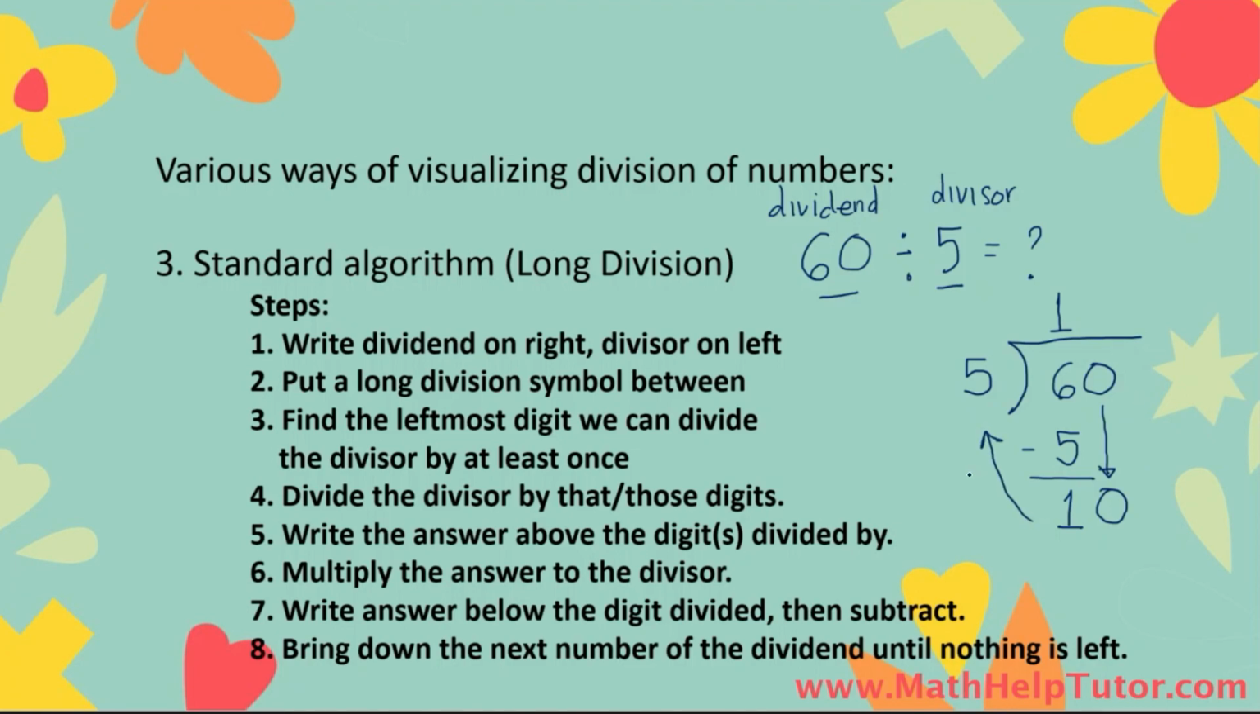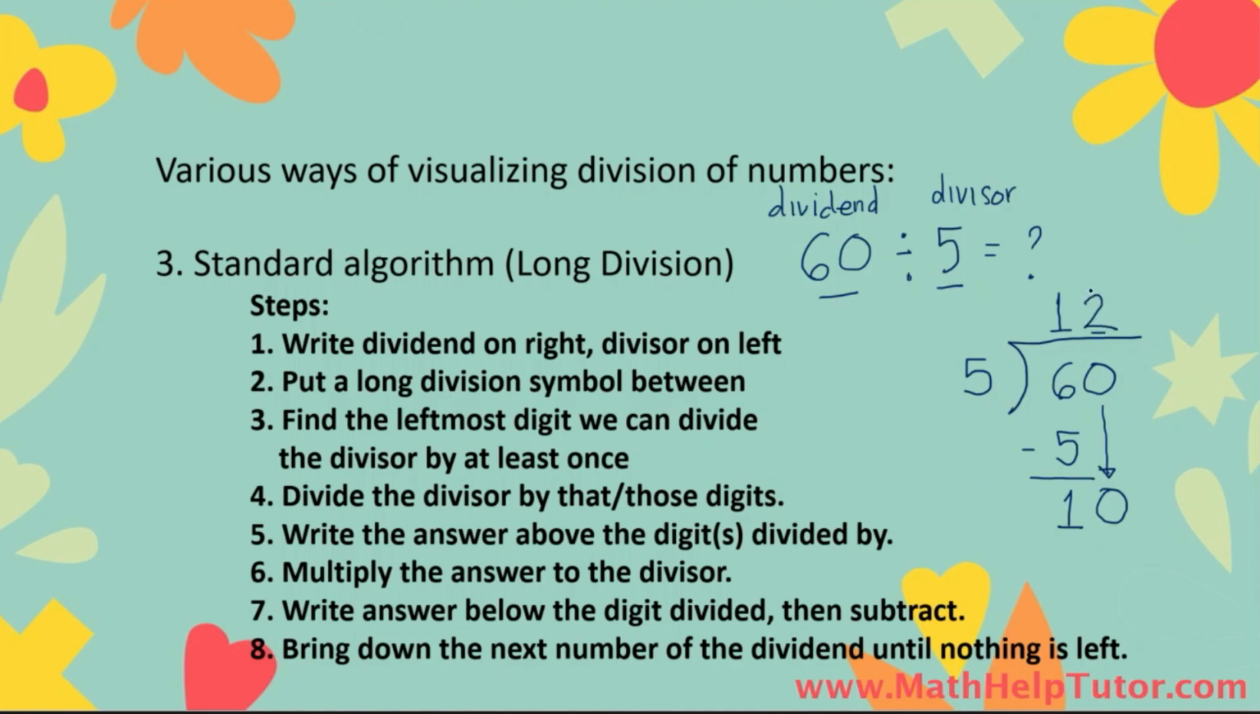So we divide 10 by 5, or in other words, we ask how many 5s are in a 10, and we put that answer on top of the digit that we just brought down. So 10 divided by 5, or how many 5s are there in a 10? Of course, the answer is 2.